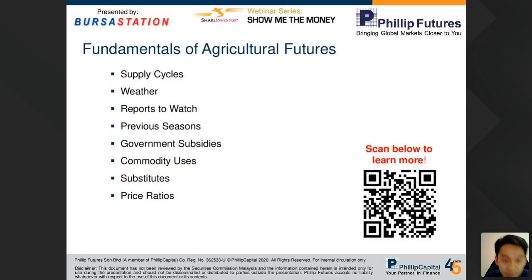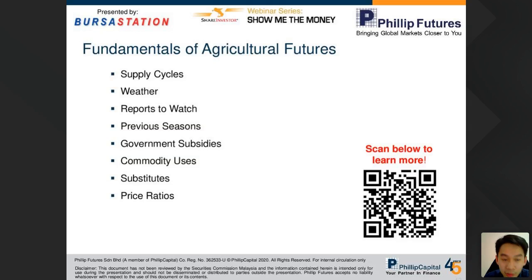Okay, the main one that you need to concentrate on when trading agricultural futures is mainly the supply cycles. At different points of the month, you have a different production level. For example, FCPO, the supply cycle varies throughout the year, and also the demand for FCPO will be slightly higher during festive season. So you might want to pay attention to the supply cycle of FCPO.